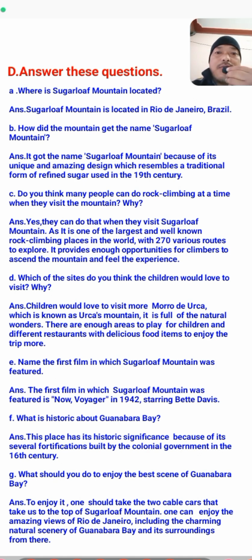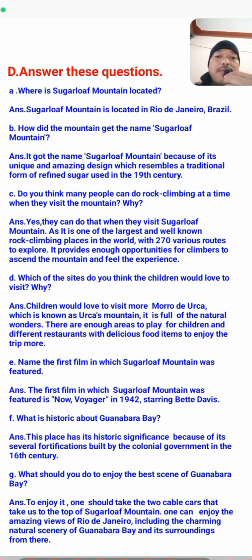Where is Sugarloaf Mountain located? The first question is here. The answer to the first question is, Sugarloaf Mountain is located in Rio de Janeiro, Brazil. Again, B number. How did the mountain get the name Sugarloaf Mountain? It got the name Sugarloaf because of its unique and amazing design, which resembles a traditional form of refined sugar in the 19th century. It has a conical shape also. Do you think many people can do rock climbing at a time when they visit the mountain, and why?